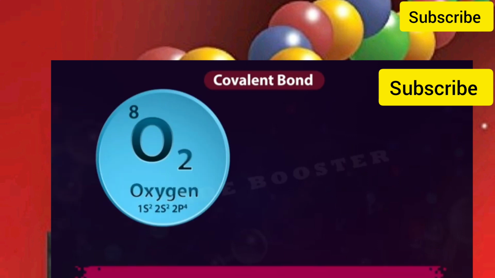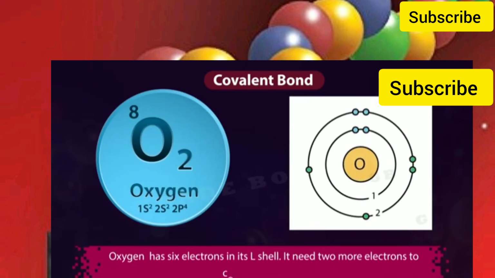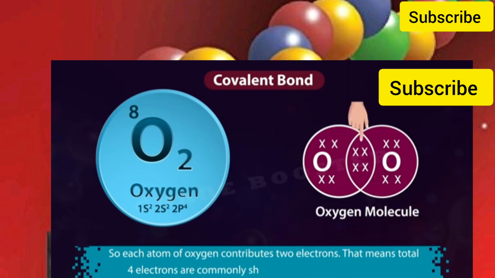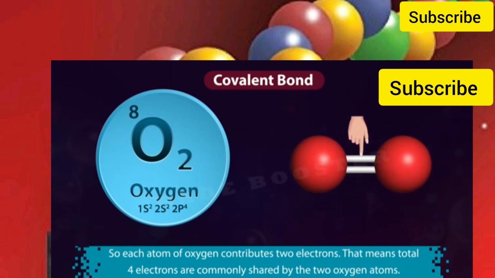Oxygen has 6 electrons in its L shell. It needs 2 electrons to complete its octet. So each atom of oxygen contributes 2 electrons. That means a total of 4 electrons are commonly shared by the 2 oxygen atoms. Then it forms a double bond.